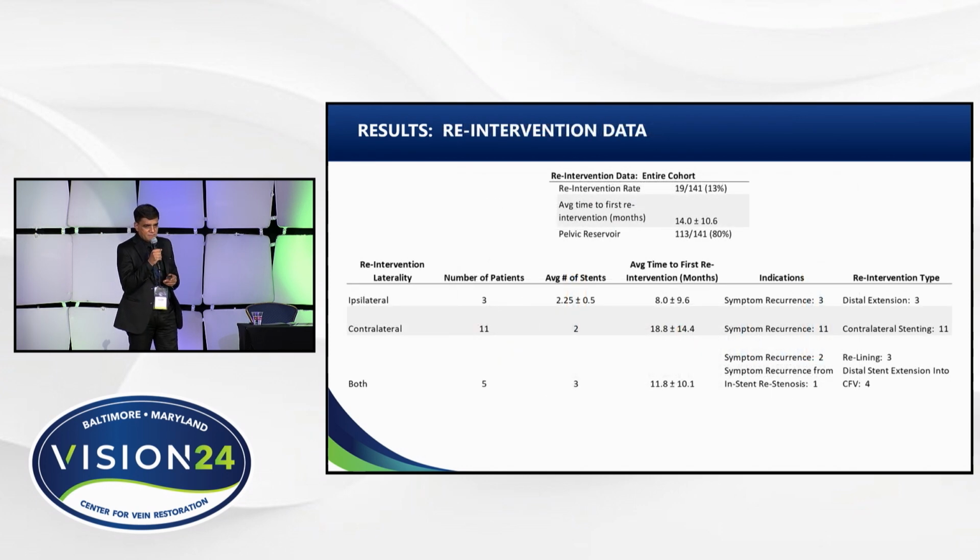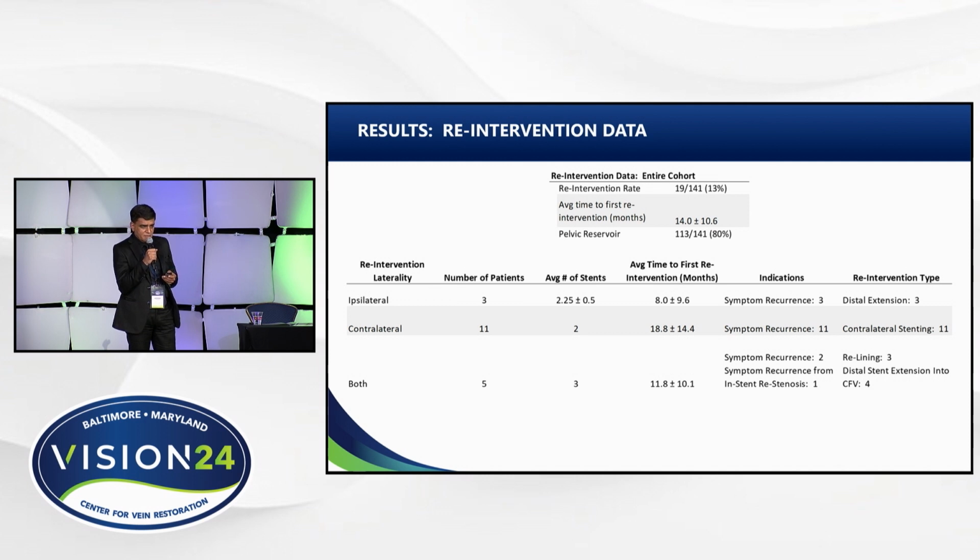So coming to the reintervention data, what was the reintervention rate? It was 13%; 19 of the 141 patients required reintervention, and the average time to the first reintervention from the index procedure was 14 months. And pelvic reservoir was identified in 80% of these patients who did require reintervention.